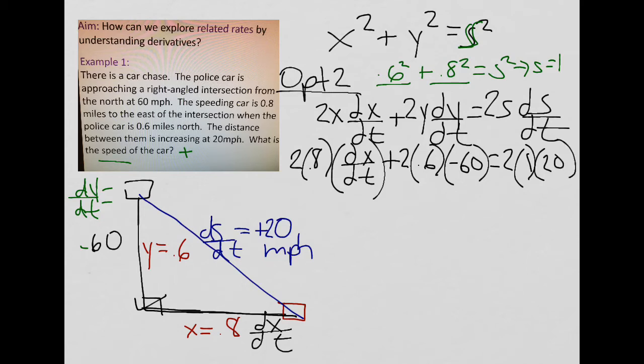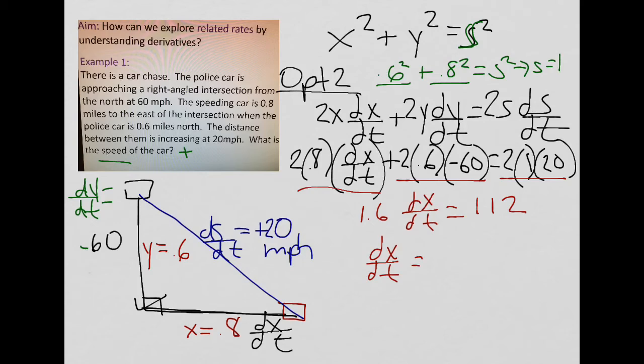Okay, so when we look over here, we get 1.6 dx over dt. If you look over here, it's negative 72. So if I add that over here, I get 112. Okay, so if I carefully divide both sides by 1.6, I get 70. So this is 70 miles per hour.